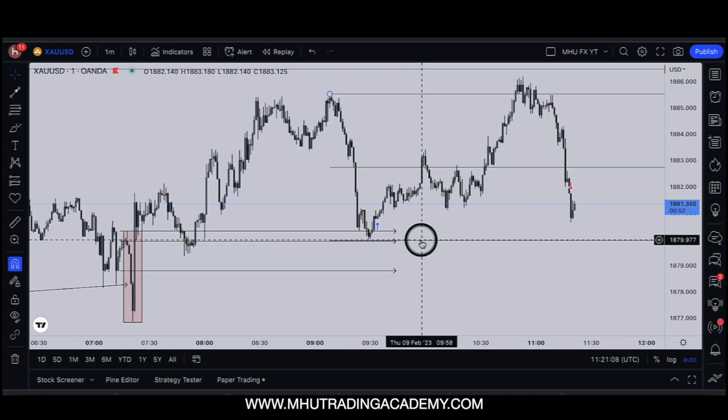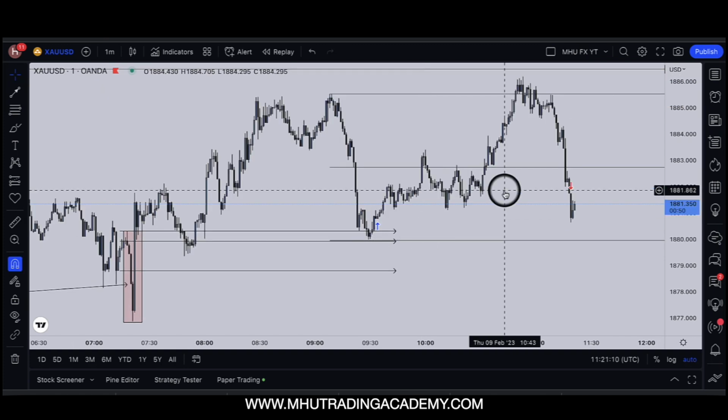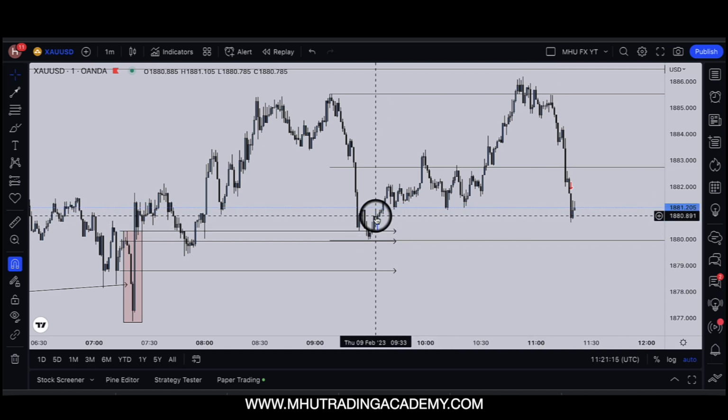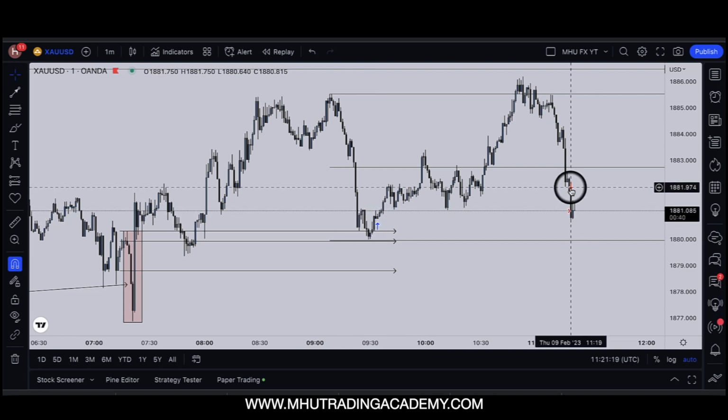All right, guys, this is the final update for gold. You can see your boy got stopped out. I did move my stop loss to just above break even, roughly about this high over here, above my entry. I got stopped out over here.